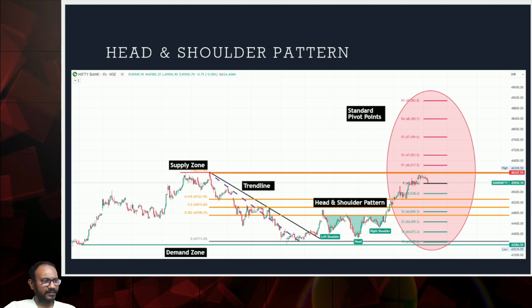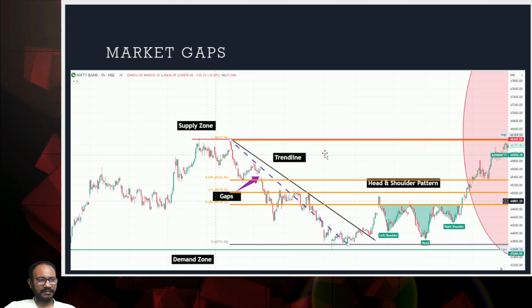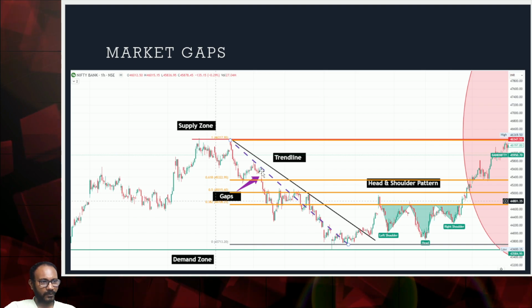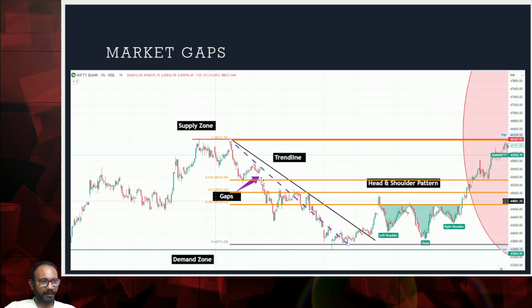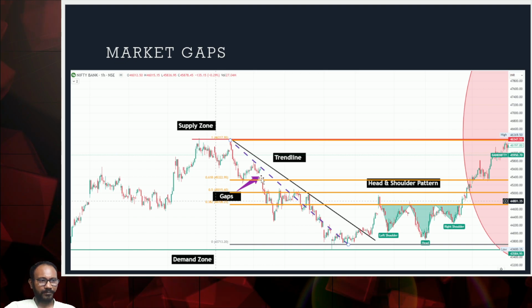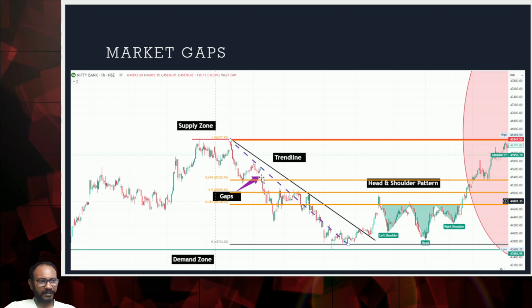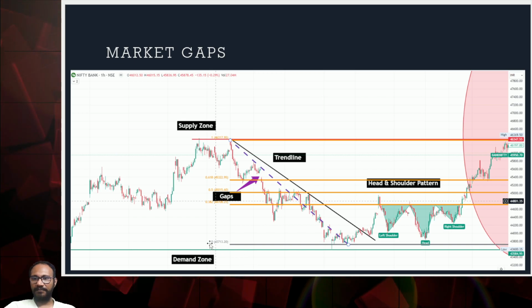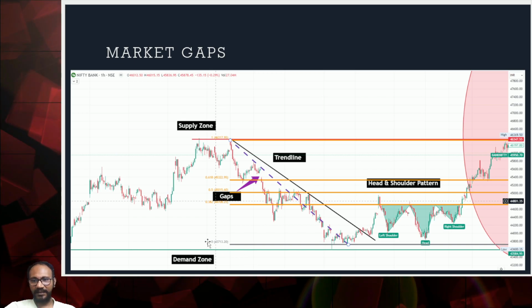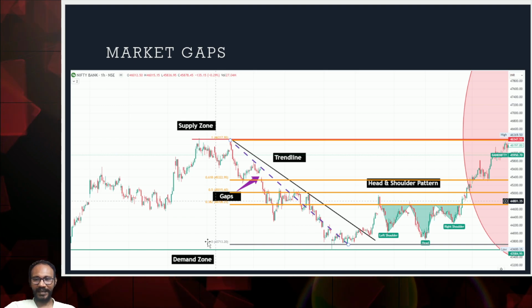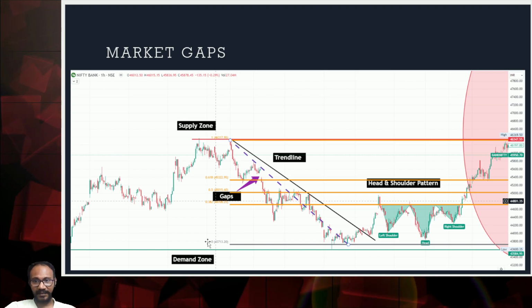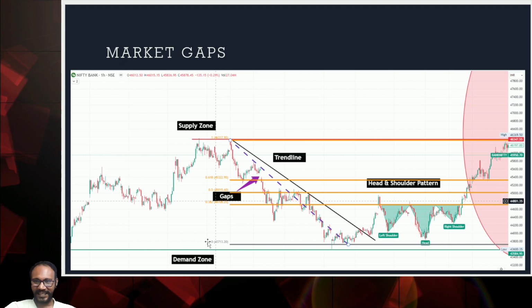The next part is the most important part, the market gaps. You see, this is the close, and the next day the market gaps down. There is a huge gap, right? There is a huge gap, more than 300 points over here. Now these gaps are very critical in determining the future moves. Why? When you see a gap much wider, the wider the gap, the more momentum on that side there is.